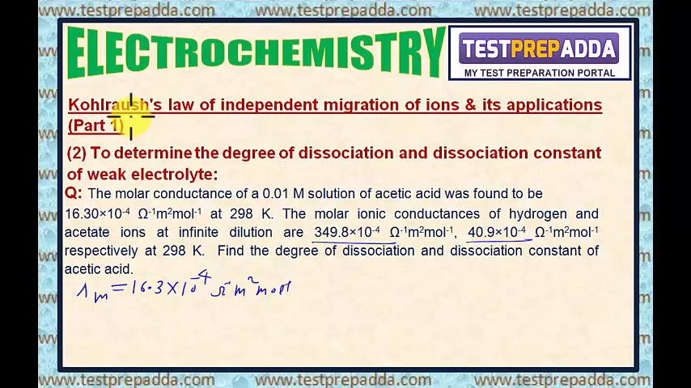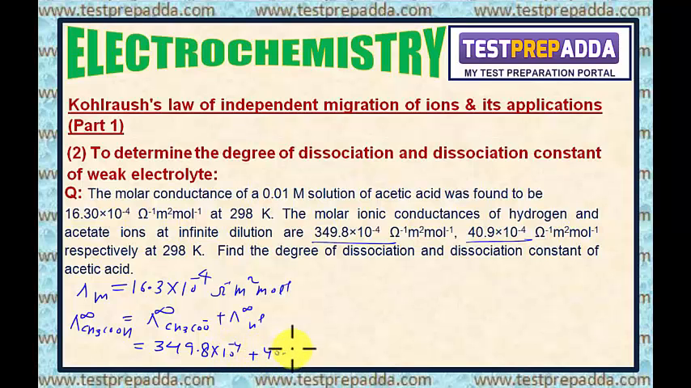So, if I use Kohlrausch's law, I can get molar conductance at infinite dilution for CH3COOH, because the law says it is the sum of molar conductance at infinite dilution of ions. So if I substitute here 349.8 into 10 raised to minus 4 plus 40.9 into 10 raised to minus 4, the value comes as 390.7 into 10 raised to minus 4.